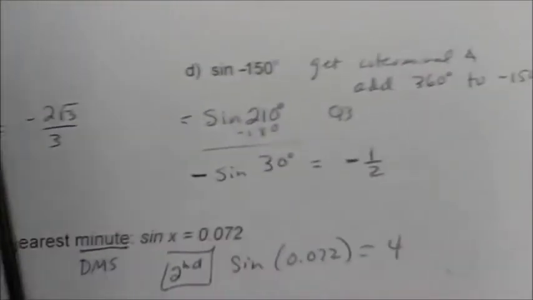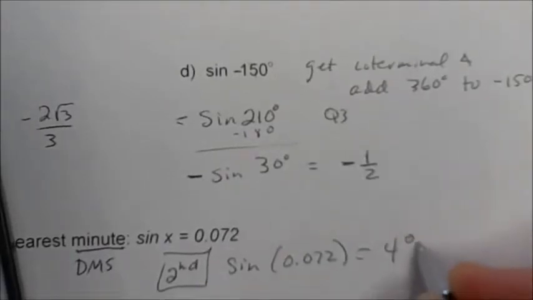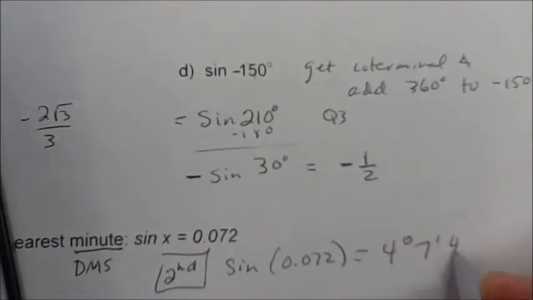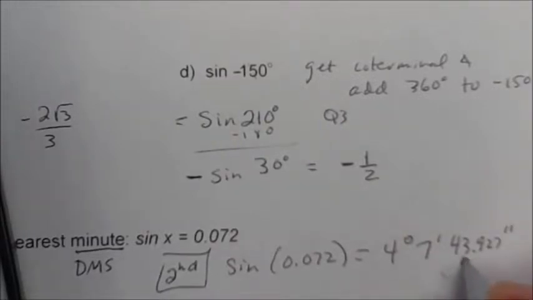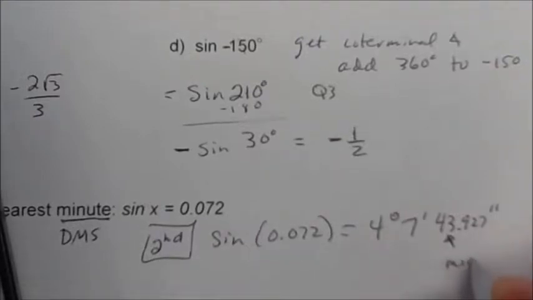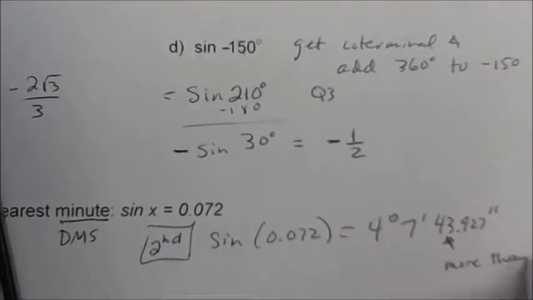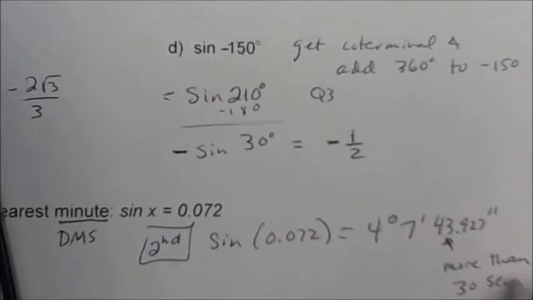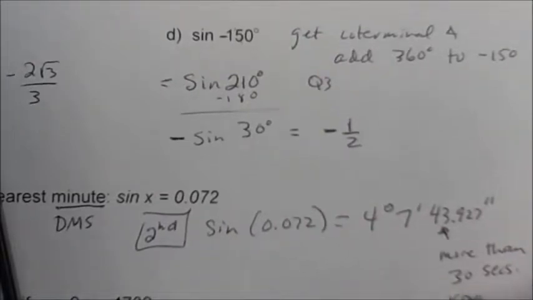4 degrees, 7 minutes, and 43.927 seconds. Now this is greater than 30 seconds. So more than 30 seconds rounds up.